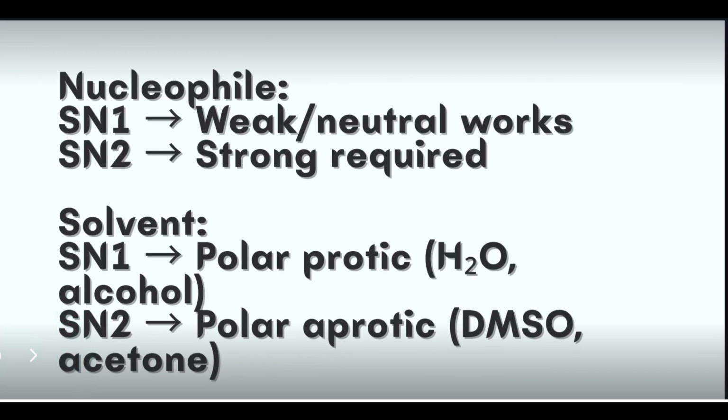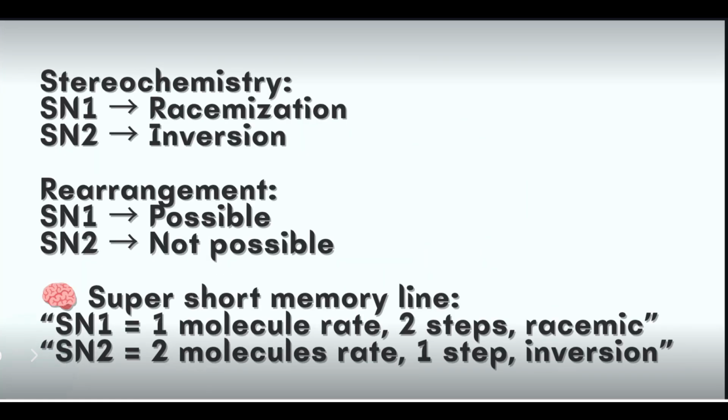We will see the nucleophile. SN1 favors weak or neutral nucleophiles, and SN2 favors strong nucleophiles. And we'll see the solvent. SN1 requires a polar protic solvent, and SN2 requires polar aprotic solvents. Examples are DMSO and acetone for polar aprotic, and for polar protic solvent, H2O and alcohol.